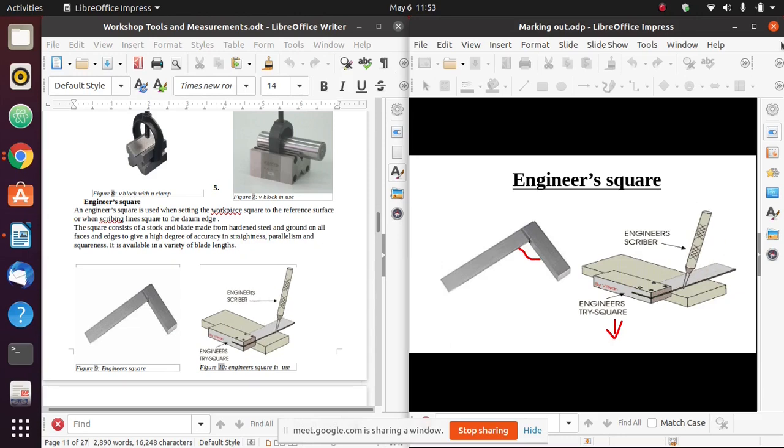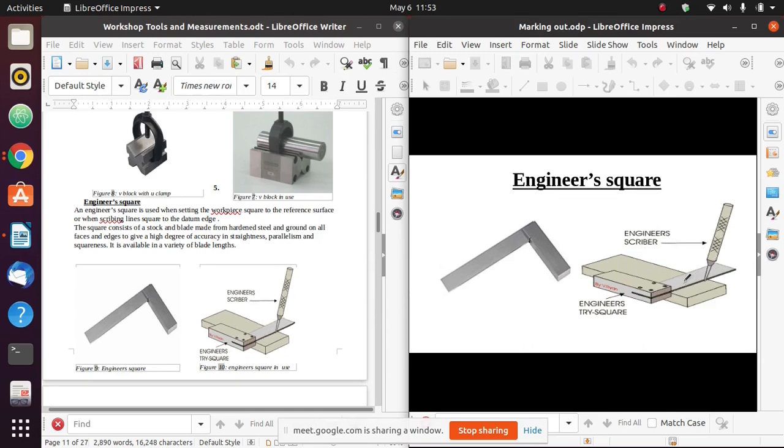Remember, I can draw a line using a ruler. I can draw a line on that workpiece, but the hand can slip, then the angle changes. I'll have a line that is straight, but it will not be 90 degrees. So if I want to make 90 degree lines or perpendicular lines from the reference edge, what I use is an engineer square or a tri-square. Now, it can also be used to test the squareness of the workpiece.